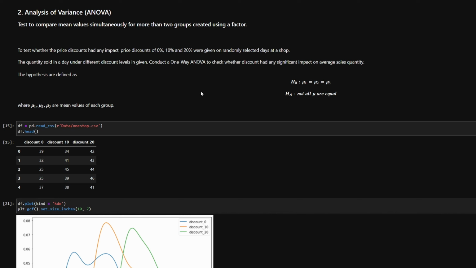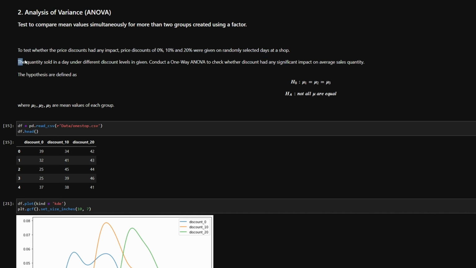So far we have been comparing just two groups, two distributions together, and seeing how their means vary. But what if we want to compare more than two groups, and that's where ANOVA comes into play. It is used to compare mean values simultaneously for more than two groups created using a factor. So again, let's just directly dive into the example to test whether the price discounts had any impact. Price discounts of 0%, 10%, and 20% were given on randomly selected days at a shop.